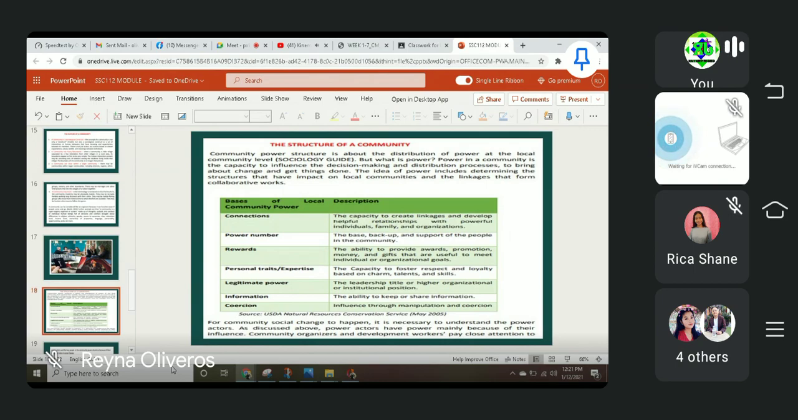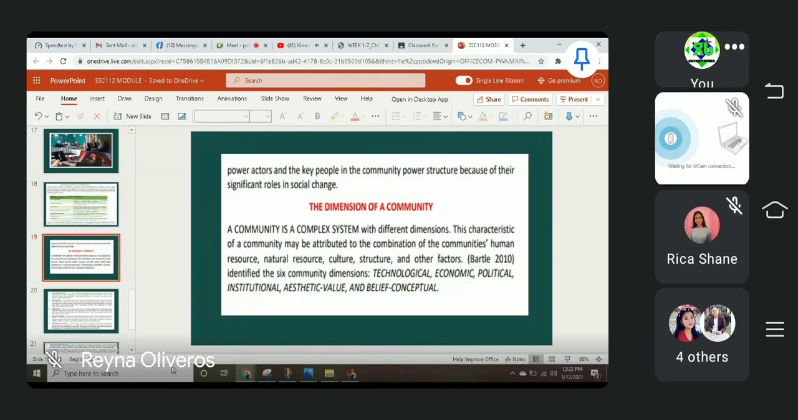Okay? So, for the community social change to happen, it is necessary to understand the power actors na tinatawag. Okay? Or the power actors. As discussed above, the power actors have power mainly because of their influence, and community organizers and development workers pay close attention to the power actors and the key people in the community power, okay, structures because of their significant roles in social change.